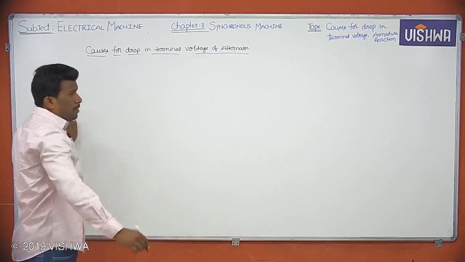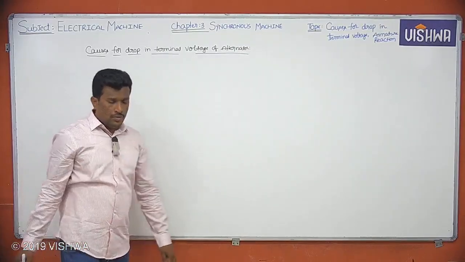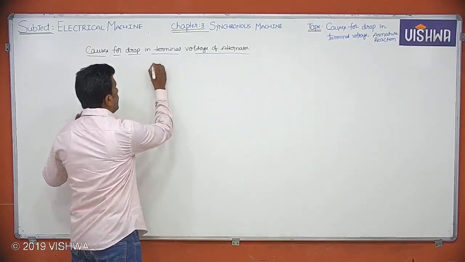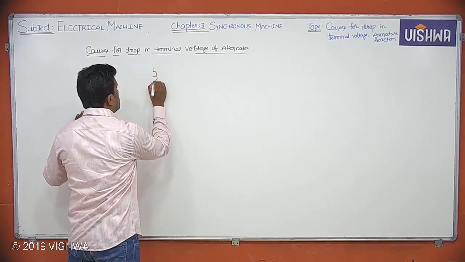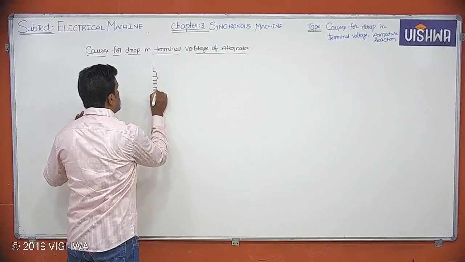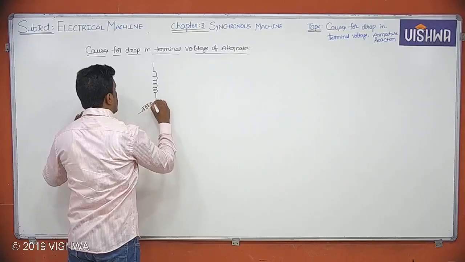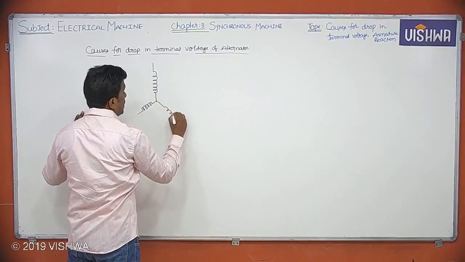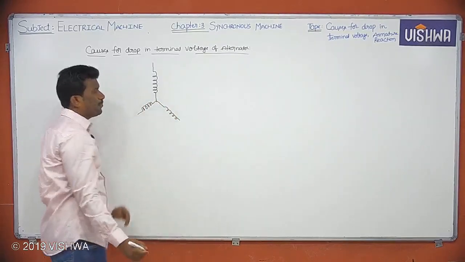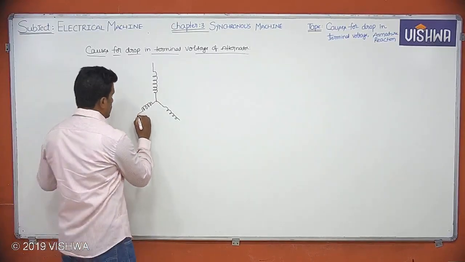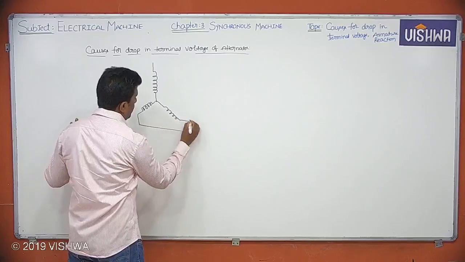Now see, we know generally in alternator armature winding is in a star connection. This already we discussed. Armature winding should be in star connection.